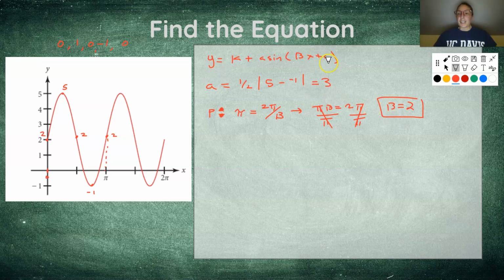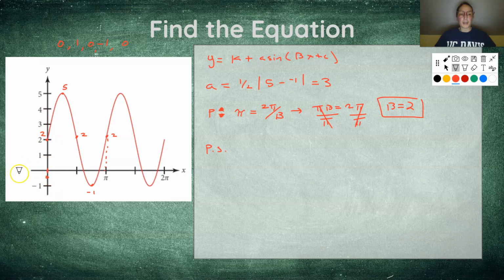Let's figure out if I have a c. So c is done by the phase shift. So phase shift, I don't have a phase shift because I'm starting at 0. Sine and cosine both start at 0 x value. So I'm starting at 0. I start where I'm supposed to start, so I don't have a phase shift.